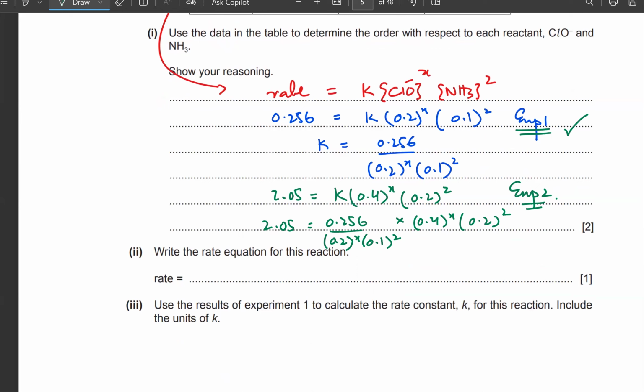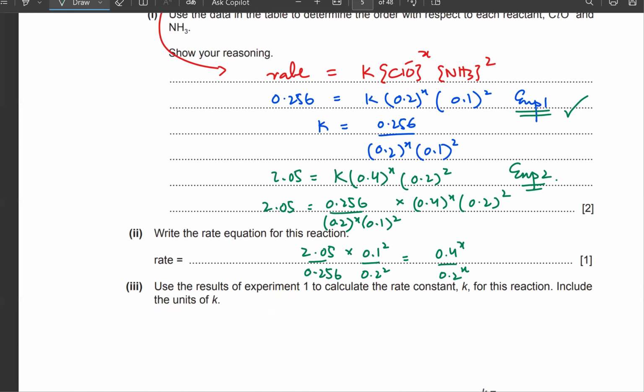I'm going to take all the numbers to the other side. So it's 2.05 divided by 0.256, into 0.1 squared divided by 0.2 squared. And I'm going to keep all the x's on this side. So that's 0.4 power x divided by 0.2 power x. Can you solve for this? This is, I think, 1 over 8, and this is, what is this? This is 8, and that's 1 over 4. Can somebody solve this?